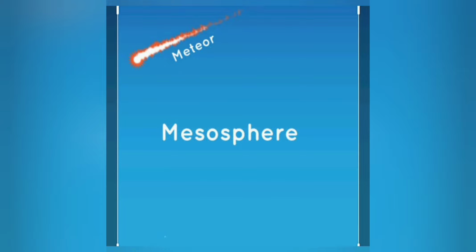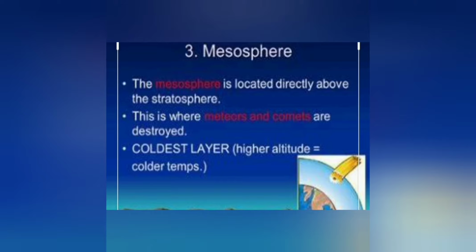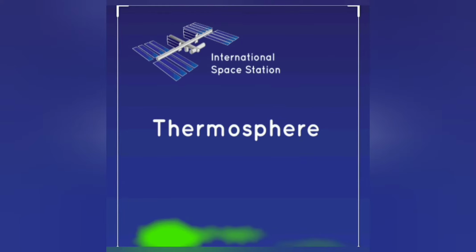The third layer is mesosphere. It is the coldest layer. Meteors, which come from the outer space, burn up in this layer. The mesosphere lies above the stratosphere. It extends from about 50 kilometers to about 80 kilometers above the mean sea level. The temperature decreases with height and reaches about minus 100 degrees Celsius at a height of 80 kilometers.